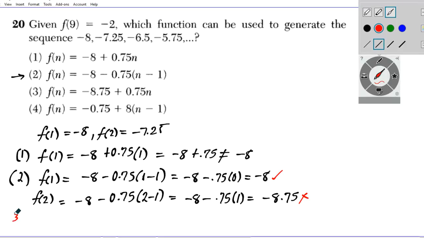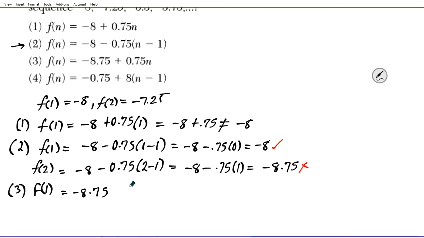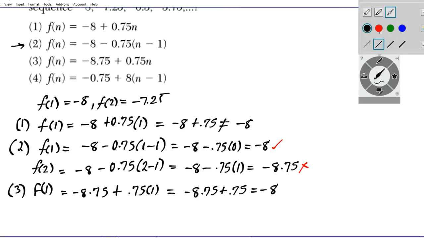So option 3 we have, let's change the color. Option 3 we have f of 1. Let's try the first one. Let's see what we get. For the first one we have negative 8.75 plus 0.75 times 1. Okay, and then this negative 8.75 plus 0.75. That gives us negative 8. Oh, this works. Okay, so it's either going to be option 3 or option 4.